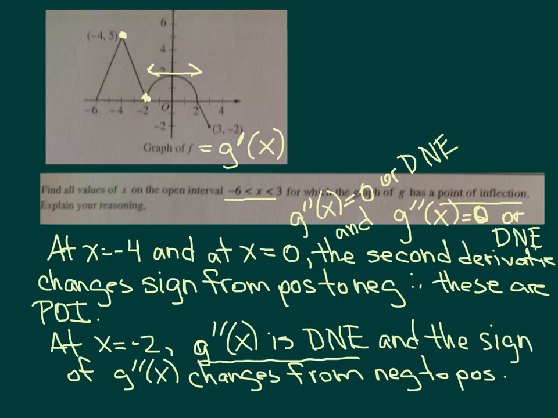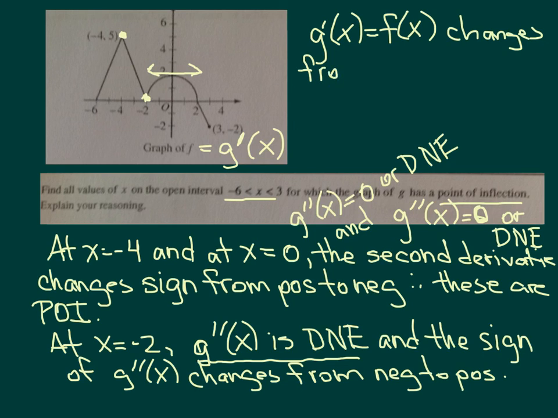Now you could also say, excuse me, you could also say, instead of saying the sign of the second derivative is changing, you could also be saying g prime of x equals f of x, and this changes from increasing to decreasing, which also would be a justification for it being a point of inflection. So I hope this helps and makes a lot of sense.